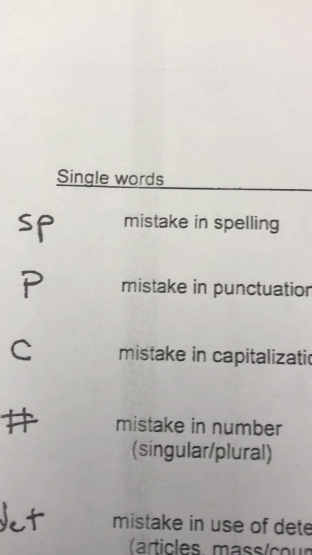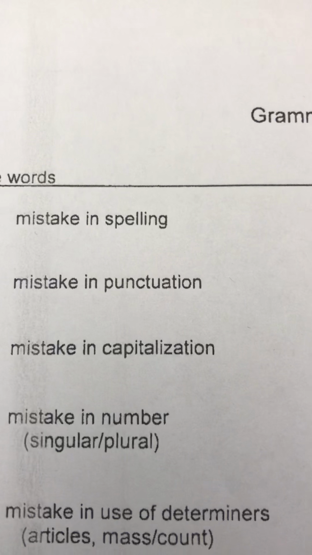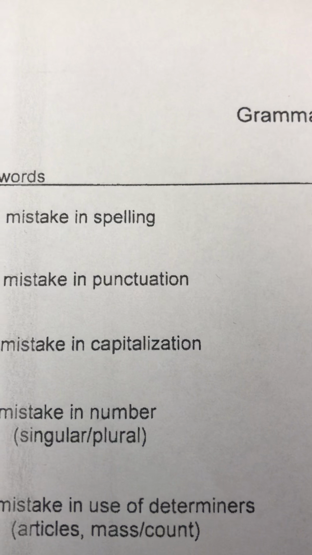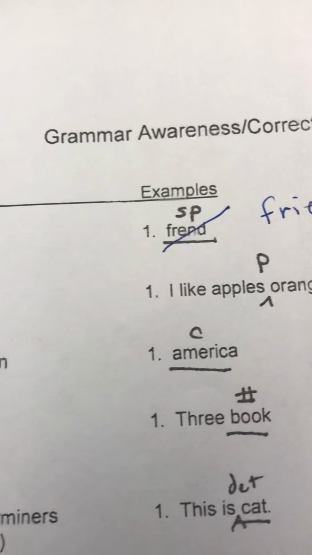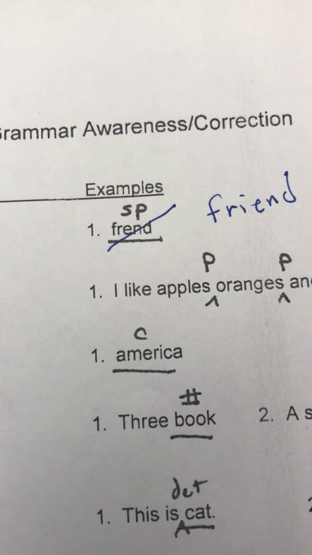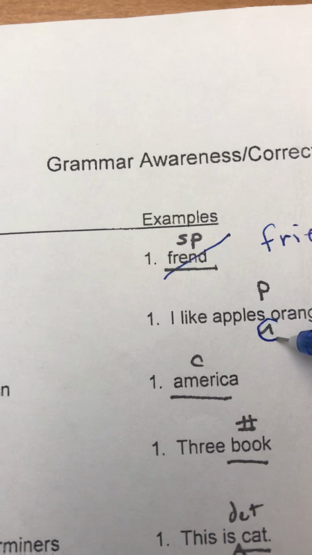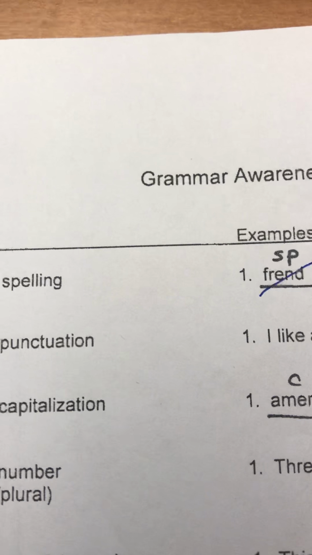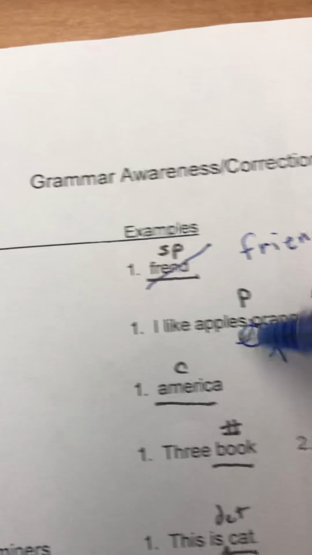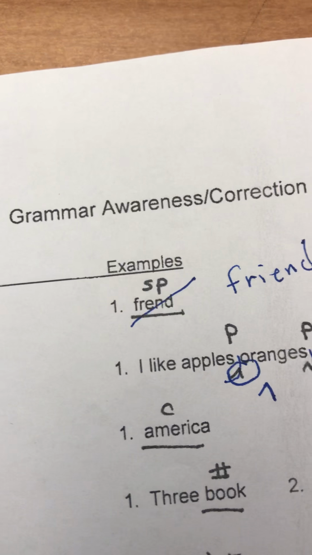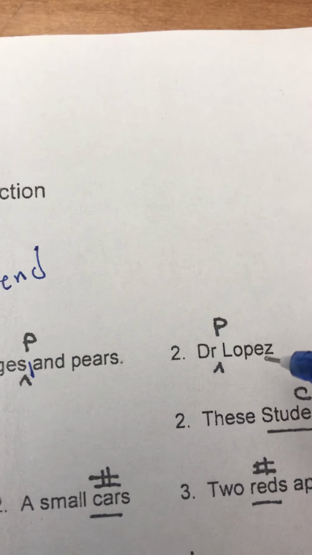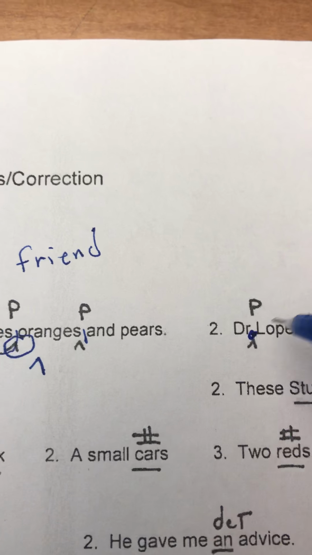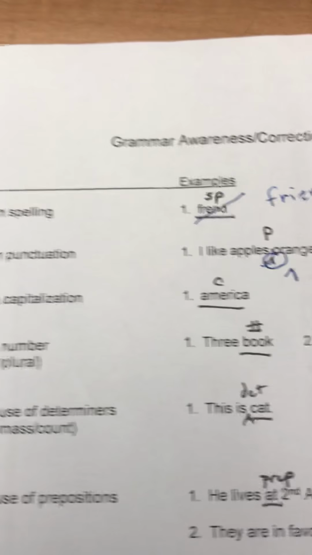The next one is punctuation. Of course, I don't tell you what kind of punctuation. It could be a comma, it could be a question mark, it could be a semicolon. It's up to you to figure that out. So this little symbol here is a caret symbol, and it just means add something here. So what we need to do to fix this one is add a comma, and over here where it says Dr. Lopez, we need to add a period, because an abbreviation like that needs to have a period after it.